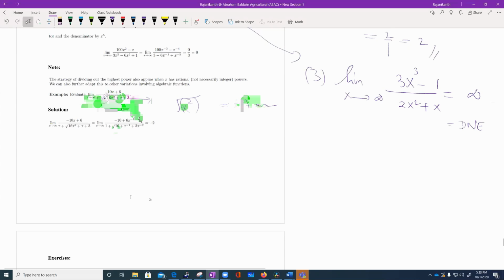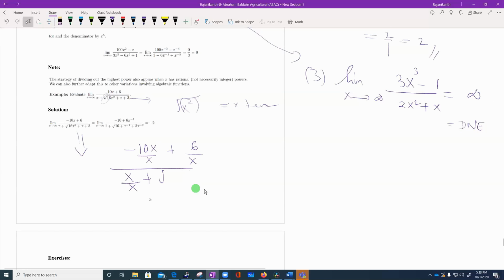right? Same. But now you have to play around a little bit to find the answer, because you have a square root operation here. Therefore you have to think a little bit and make sure that you understand. So what are they doing? They are simply dividing by x here and there, everywhere, because my highest degree is x to the power 1. So simply divide by x everywhere.